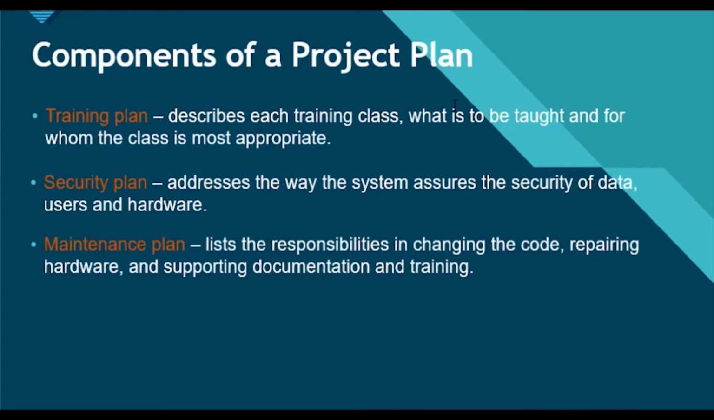Components of a project plan. Training plan: describes each training class, what is to be taught, and for whom the class is most appropriate. Security plan: addresses the way the system assures the security of data, users, and hardware. Maintenance plan: lists the responsibility in changing the code, repairing hardware, and supporting documentation and training.